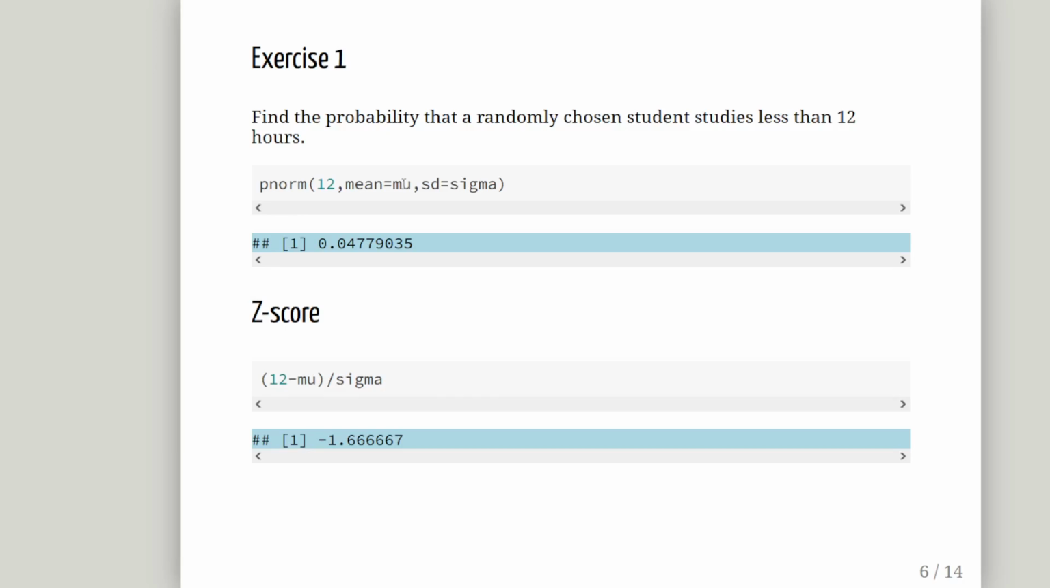Anyway, when I do that, I get a value of 0.04779035. Just as a quick remark, the z score would correspond to 12 minus mu divided by sigma. That is minus 1.666. So if you're looking at the tables, you go minus 1.66 or probably minus 1.67, and work from that accordingly. The difference in probability is not particularly major. You should get values close to this either way when you get your final answers.